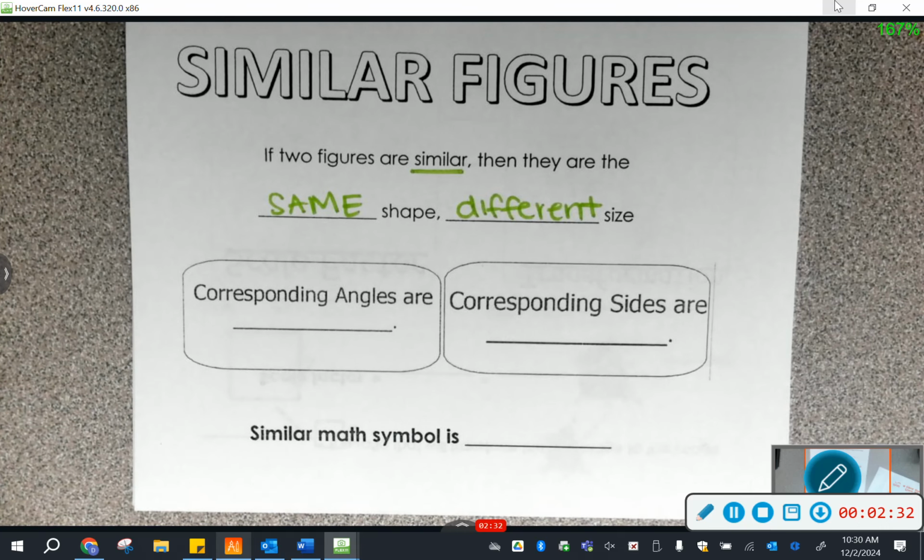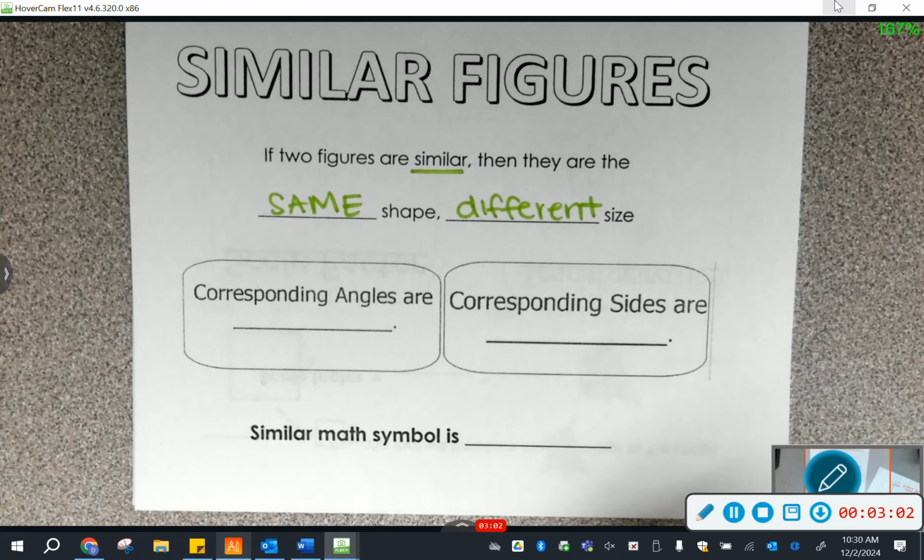Glasses. What else? Pants. Most clothes and hats. If you got a big head, you wear a big hat. A bigger hat than people with little heads. Christmas trees. I like that. So, don't you agree companies use similarity all the time to make different things?